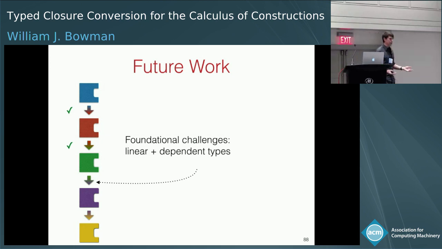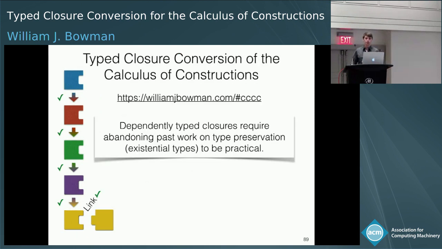Basically, the lesson here is that past work relies on axioms that no longer hold. And in particular, past work for allocation relies on linear types, which don't play well with dependent types. OK, so in conclusion, typed closure conversion of the calculus of constructions. We have to abandon all the past work on type preservation, in particular existential types, to make this work. And in general, this lesson applies to lots of the type preserving translations, like CPS, like allocation. Thank you.